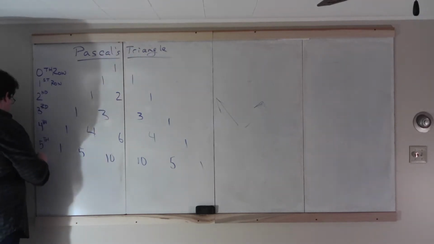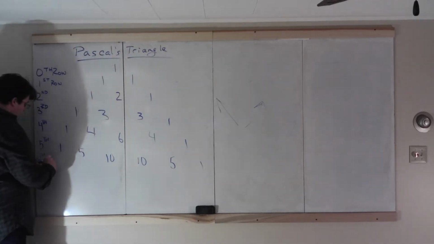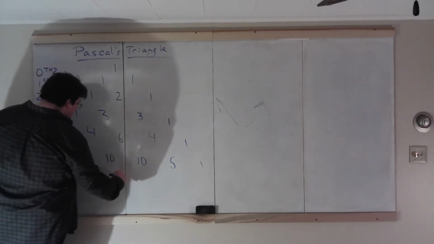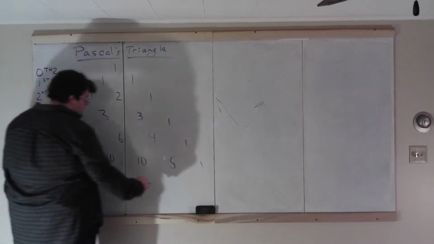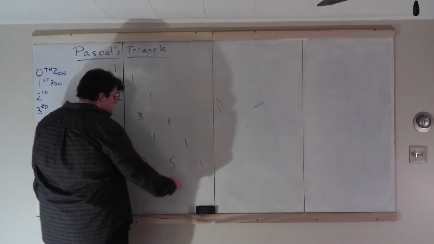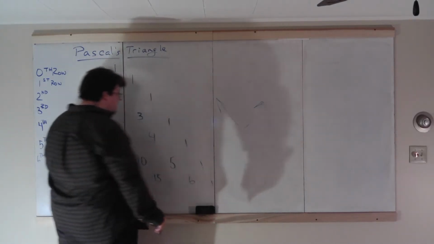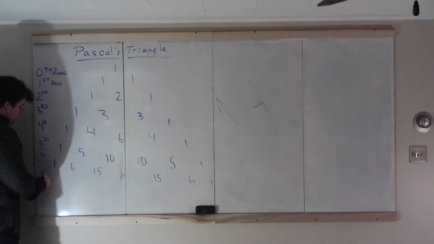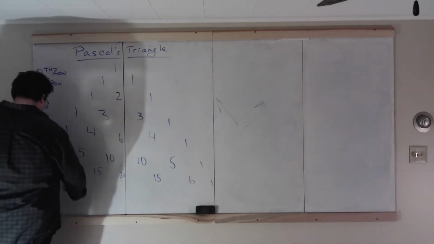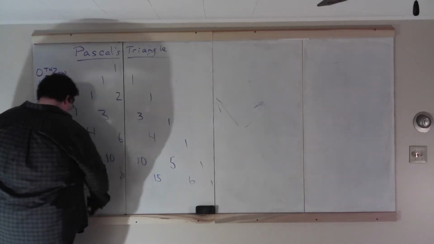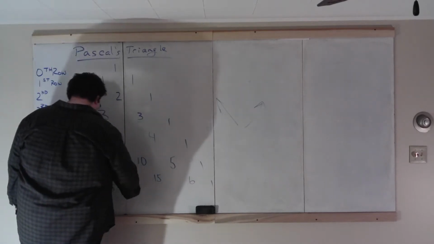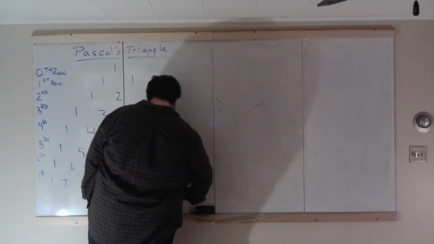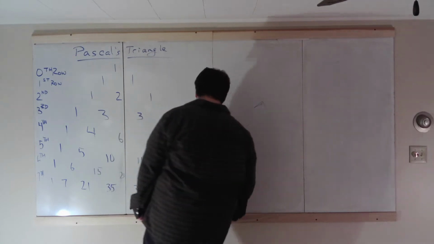Let's do the 6th row. Start with a 1. Next one is 5 plus 1, 6. 5 plus 10, 15. 10 plus 10, 20. 10 plus 5, 15. 5 plus 1, 6. 1 plus 0, 1. And let's make the 7th row. Start with a 1. 1 plus 6, 7. 6 plus 15, 21. 15 plus 20, 35. 20 plus 15, 35. 15 plus 6, 21. 6 plus 1, 7. And we'll end with a 1.